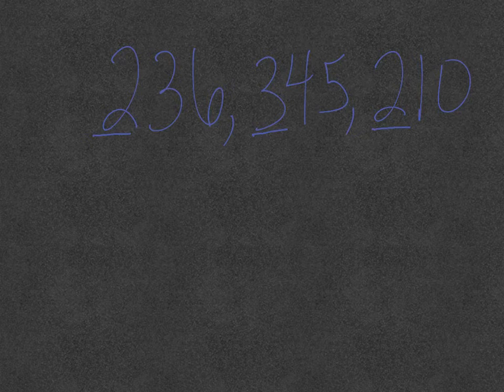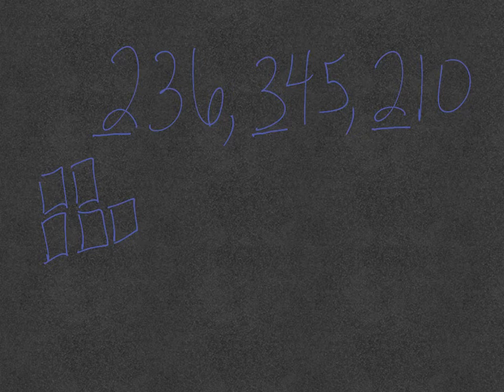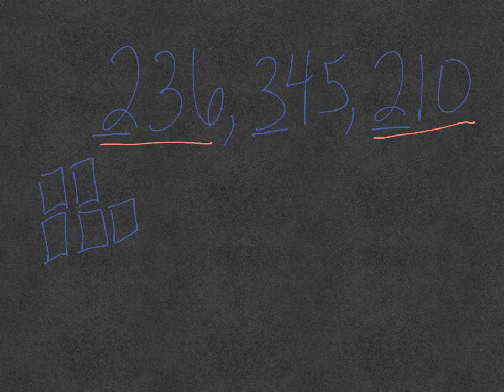So which one is smaller, 2 or 3? The smaller number, the number that has the least amount, is it 200, 300, or 200? Well, 200 looks like this. 300 looks like this. Which one has fewer or less? It's the 200. So we have two numbers in our list that have this 200 value. We have this number, 236, and we have this number, 210. They both have 200.